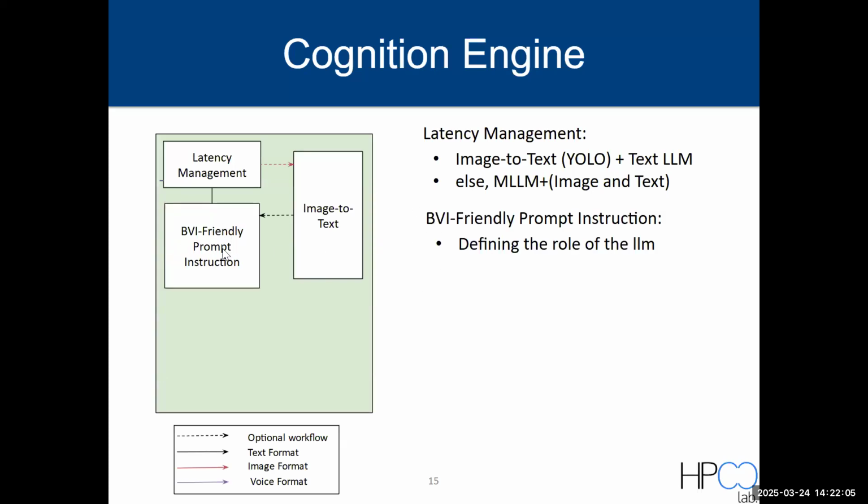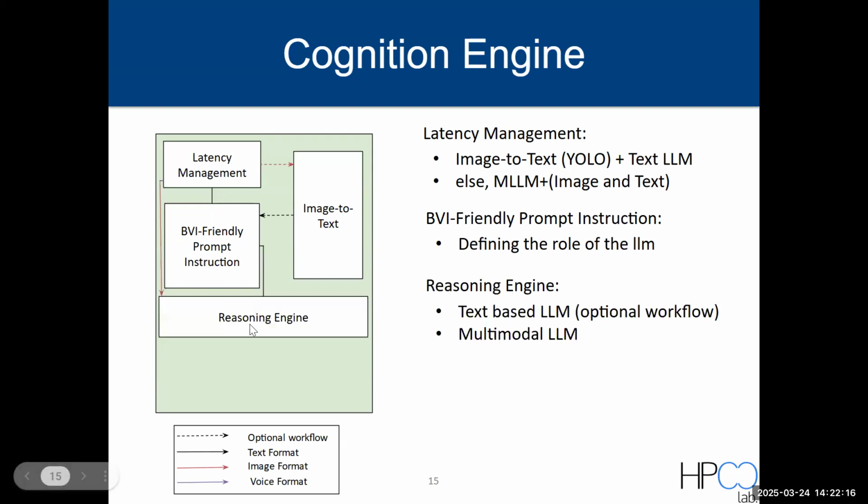Yes, and next is the behavior-friendly prompt instruction. As we know, for LLMs we do need prompts to be given, so defining the role of the LLM is what we're going to give over here. And the next is the reasoning engine. Engine indicates that you're going to use a text-based LLM and a multimodal LLM. The text-based LLM is for your optional workflow when your latency needs to be managed, and the multimodal LLM takes the input from the prompt that the user is giving, and the image. Here the red arrow indicates the image format, the image that you're sending.